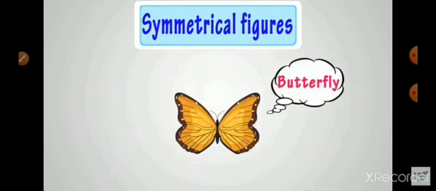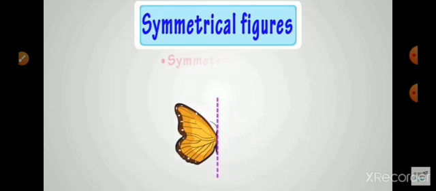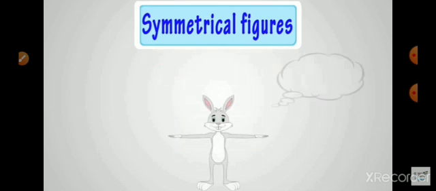Now we will take one more example, a butterfly. We will fold it from the center through this line. One half covered the other half. So this is the symmetrical shape, and this purple line is called the line of symmetry.